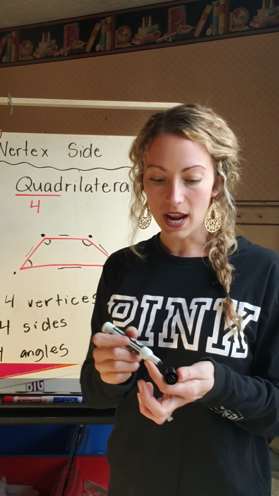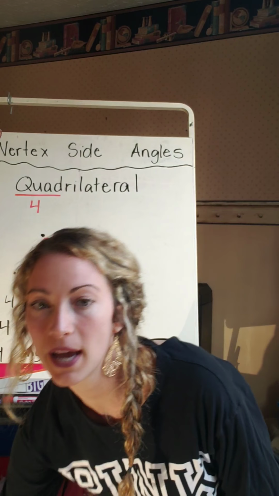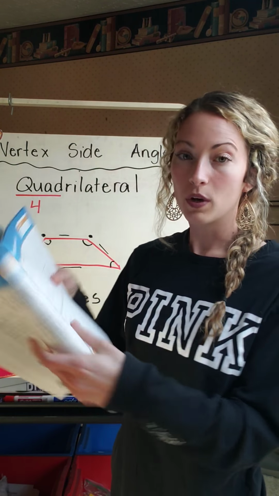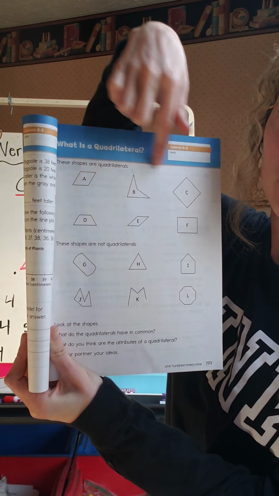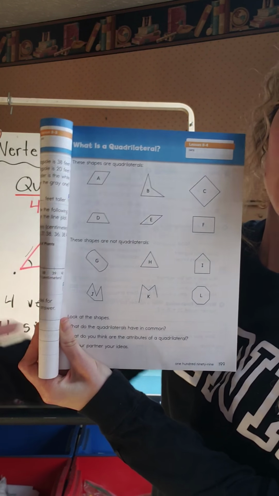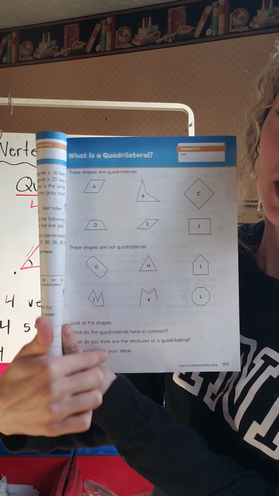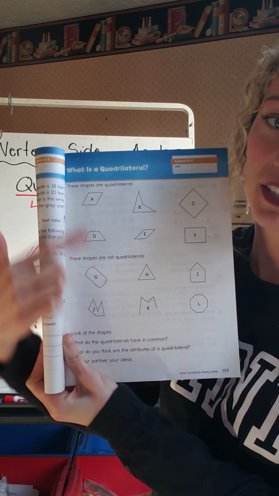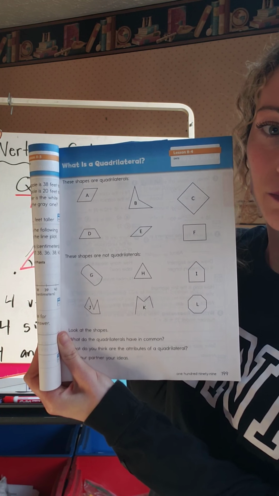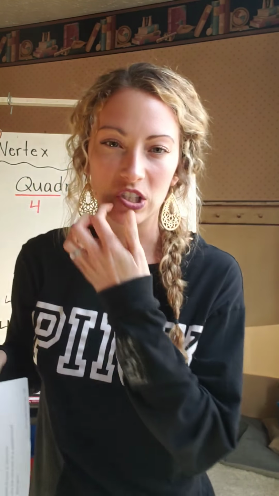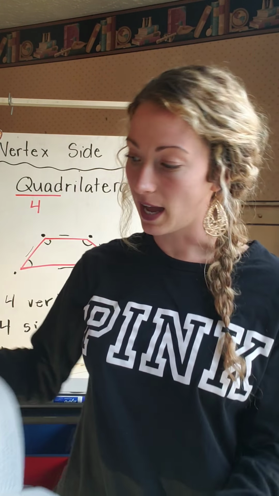What I want you to do now is in your math journal on page 199, it gives you a bunch of examples of quadrilaterals, and then it shows you examples that are not quadrilaterals, and then it's going to ask you some questions. How are they similar and how are they different? So I want you to look at that, answer those questions. You don't have to upload anything to me for that.